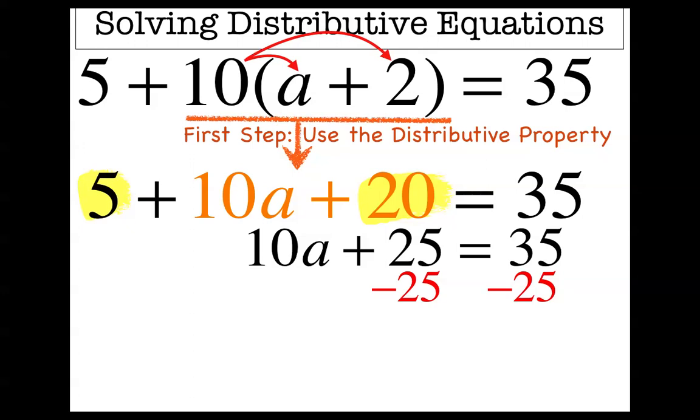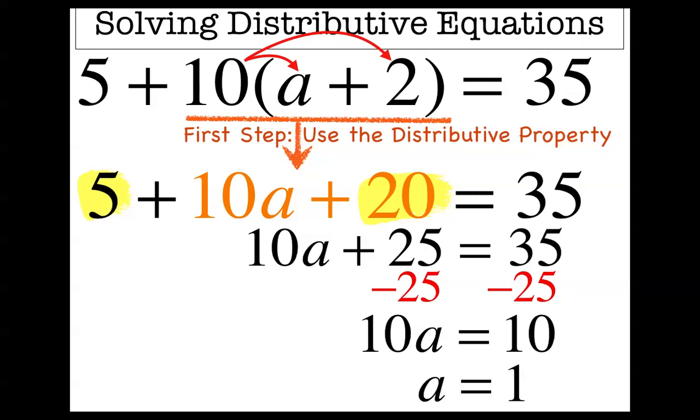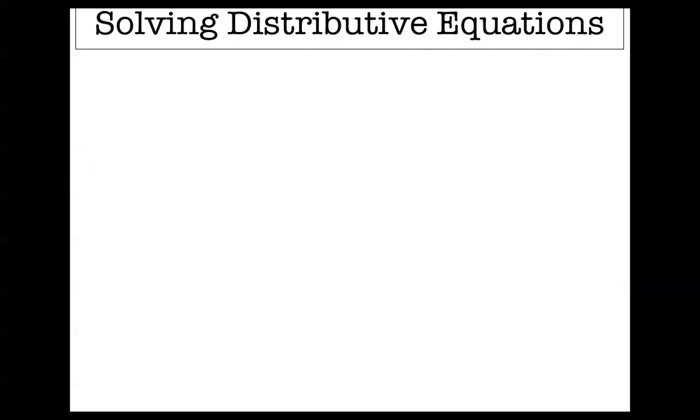Take 25 away from both sides, the 25's cancel out, and you just have 10a equals 35 minus 25, which is 10. And of course, at this point, you would divide both sides by 10, where 10 divided by 10 comes out to 1. I didn't write the divided by 10 on both sides, but I think you get the idea there. So, the distributive property is what we're going to use whenever we see parentheses. All right, let's try a couple more examples.